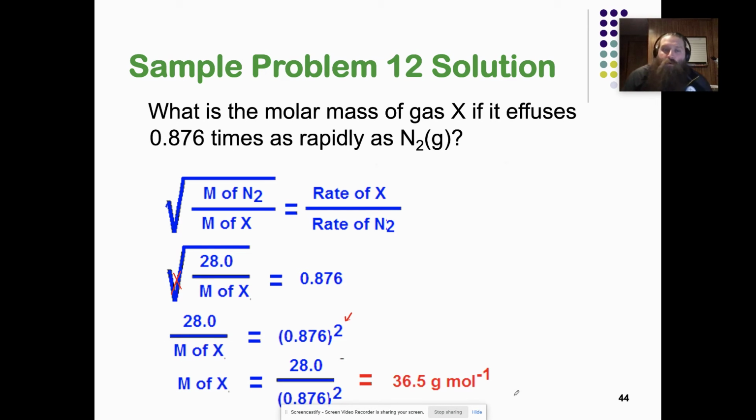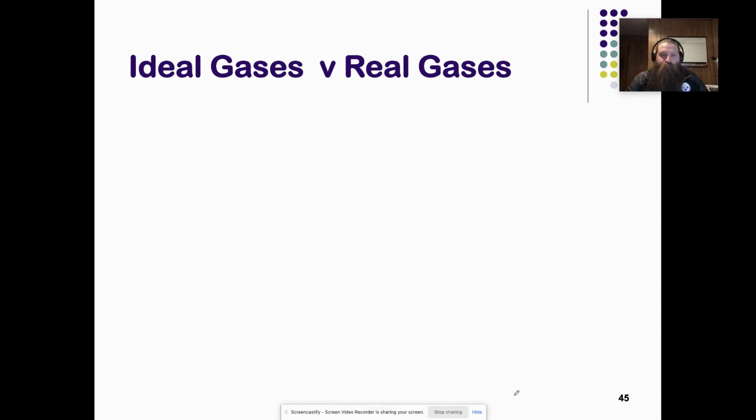Now, these are pretty simple, just ratios, right? And when it comes to effusion, it is a great way to describe how fast gas moves. The big takeaway here is this: bigger gas molecules move slower than smaller gas molecules, right? That's what we're after. That's the understanding we want to have.